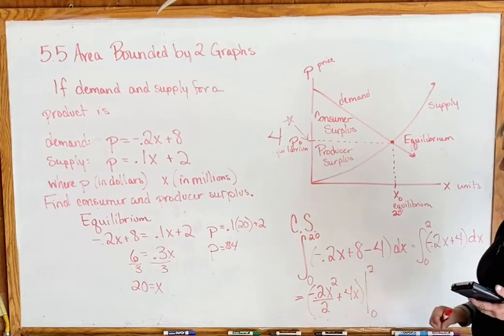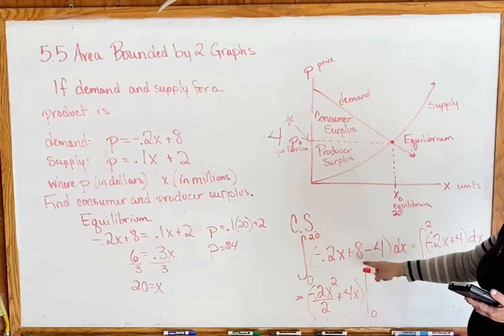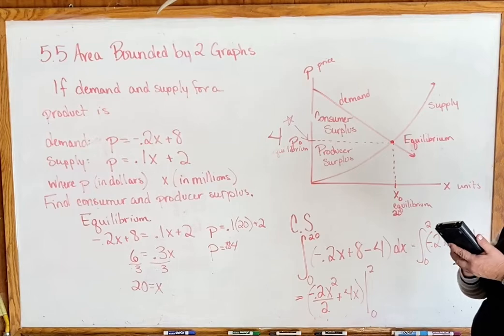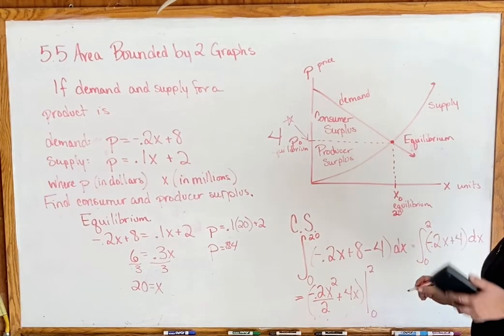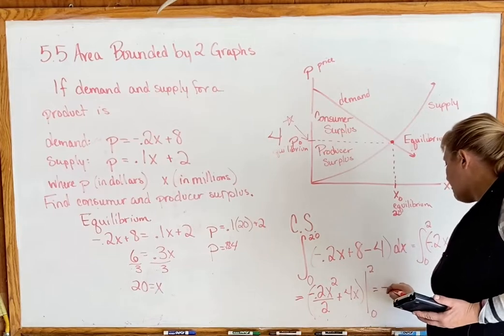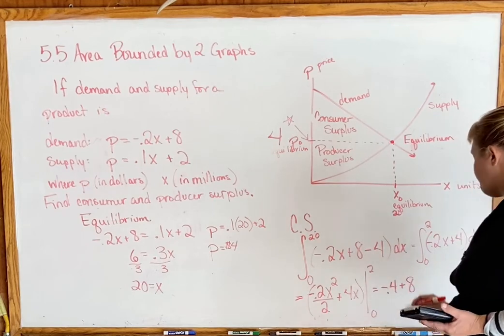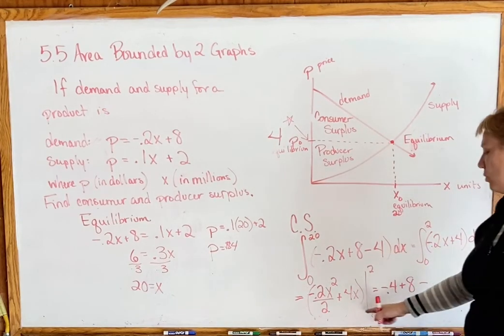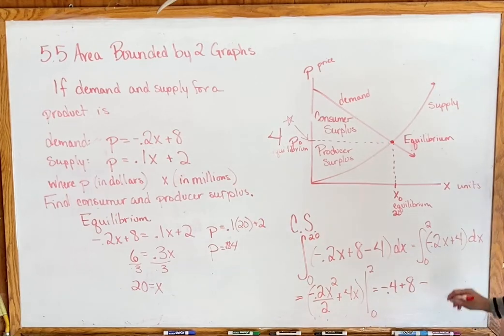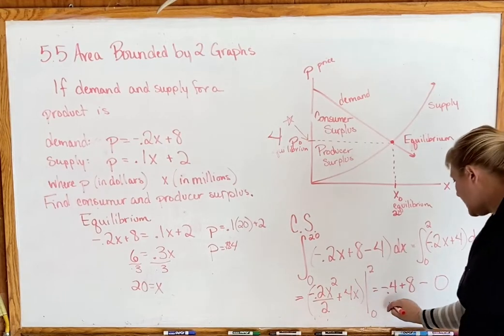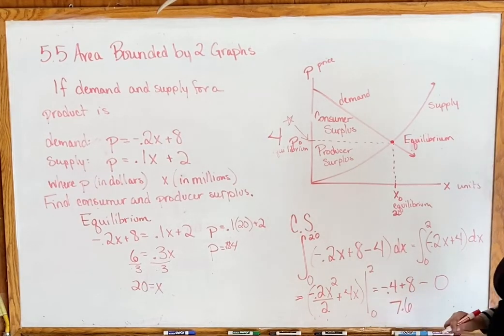So if we plug 2 in there, we'll have negative 0.4 plus, plug 2 in there, is 8. Okay. And when we subtract, what happens when we plug in 0? It just is a big old fat 0, isn't it? Which is really nice. So what we end up with is negative 0.4 plus 8, which is 7.6, and of course I ran myself out of space, 7.6. Now this is in dollars, okay?